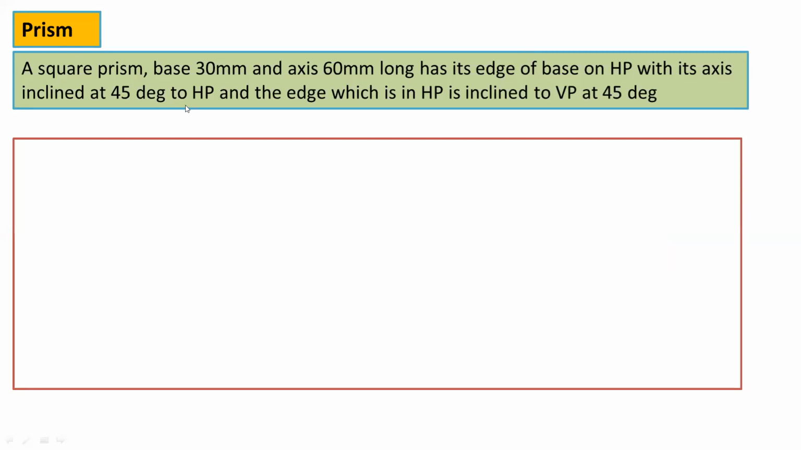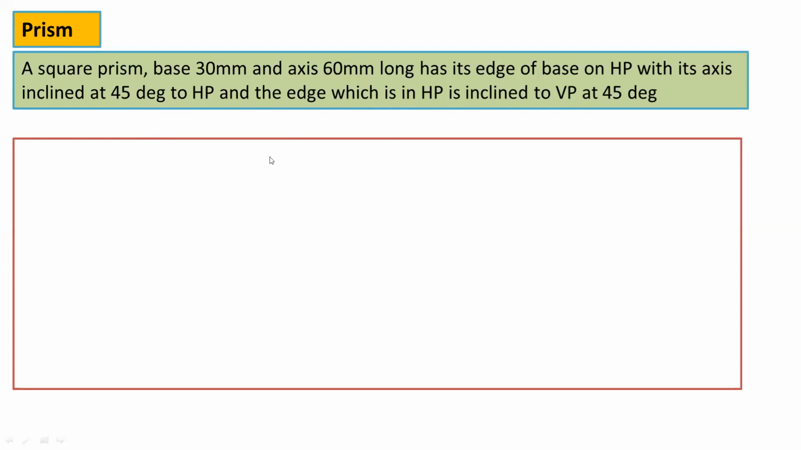A square prism, base 30 mm and the axis 60 mm long, has its edge of the base on the HP. So the prism is resting on one of its base edges on the HP with its axis inclined at 45 degrees to the HP, and the edge which is in the HP is inclined to the VP at 45 degrees. So here the first inclination is with respect to the horizontal plane, that is 45 degrees. And the second inclination is with respect to the vertical plane, that is also 45 degrees.